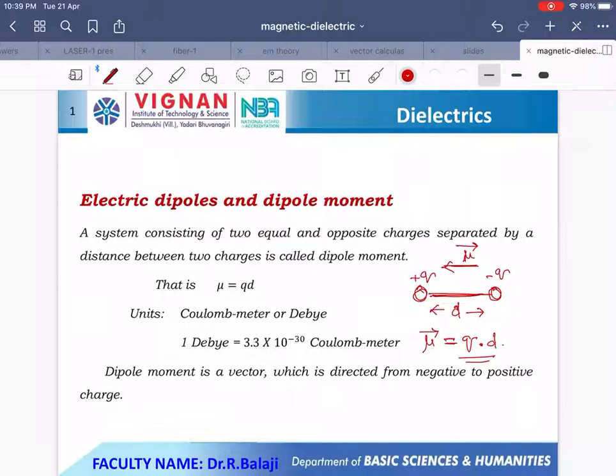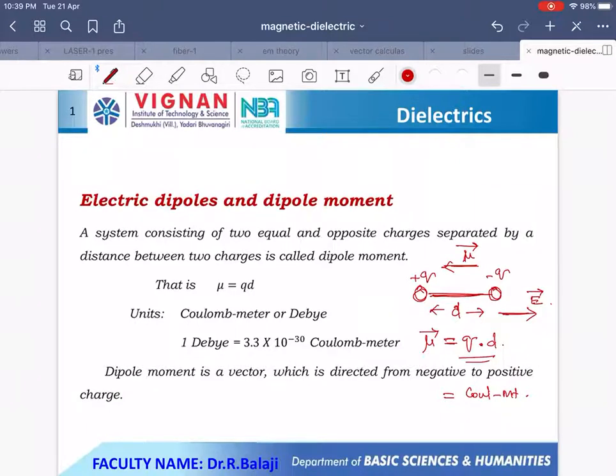And the electric field is always from the positive charge to the negative charge. This is the direction of the electric field, right? So the dipole moment is always directed from the negative charge to the positive charge. What is the unit of dipole moment? Coulomb meter. The unit of dipole moment is coulomb meter, and it is also represented as the debye.